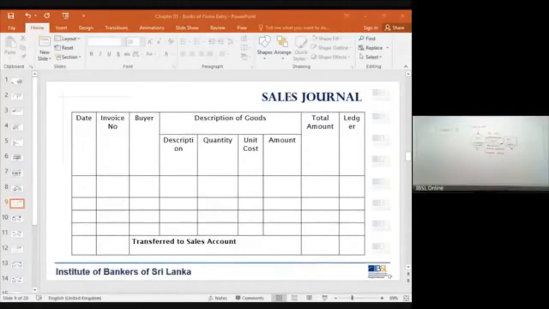So we call this transaction a sales, or in other words, we call it a credit sale. So A has done a credit sale to B. What is the agreement? Pay within 60 days. So pay within 60 days means this is called the credit terms.